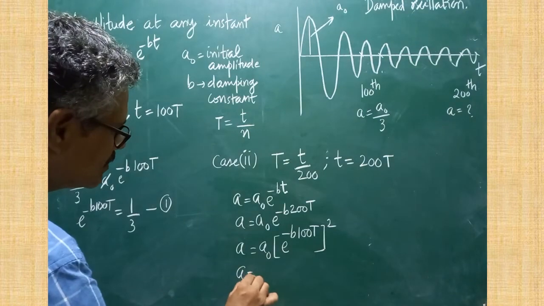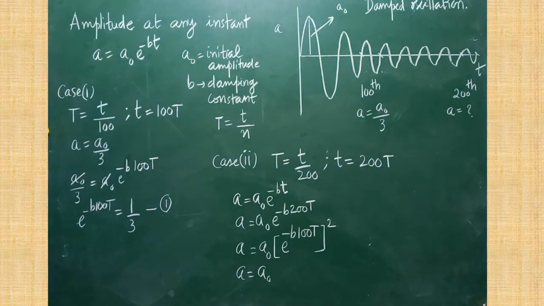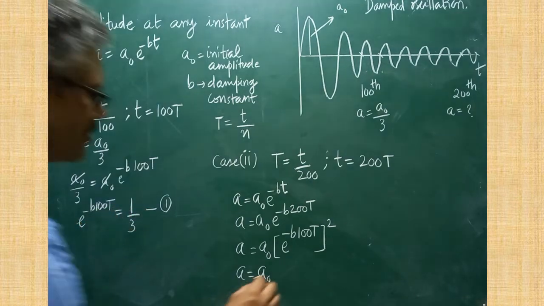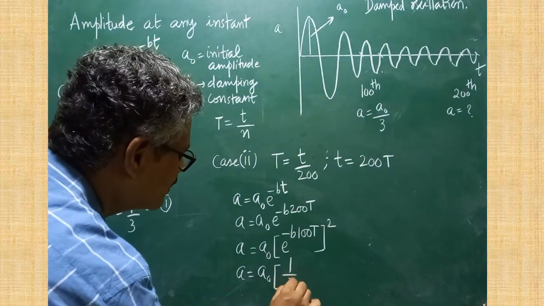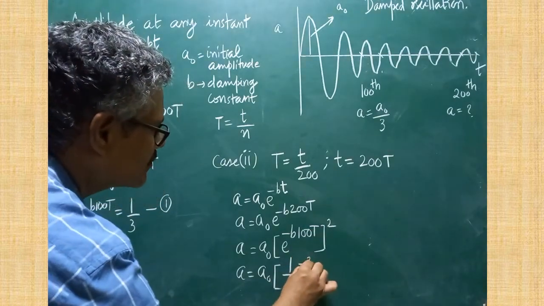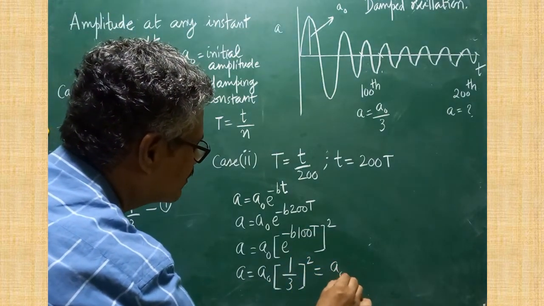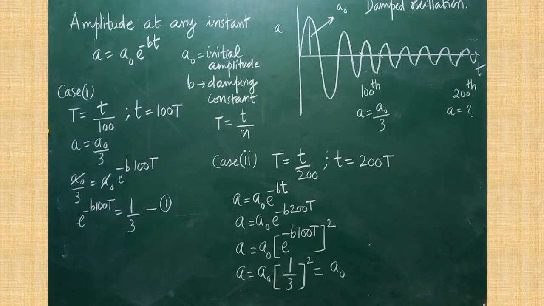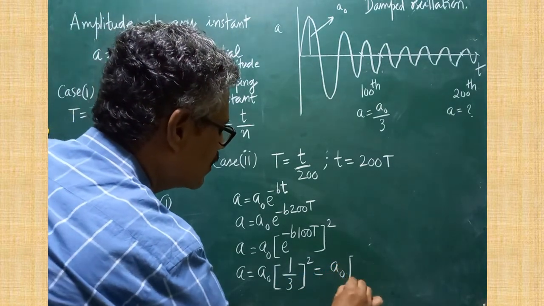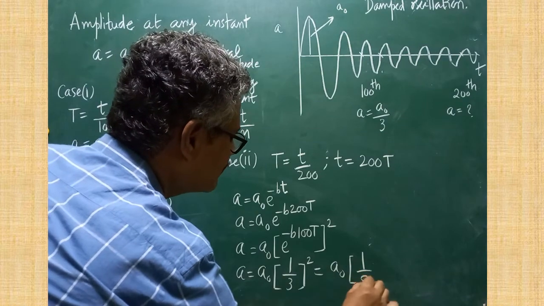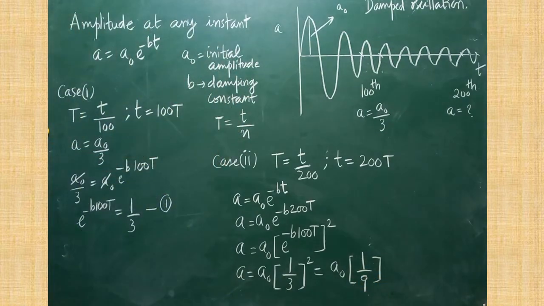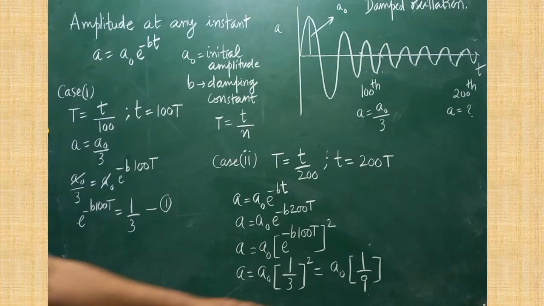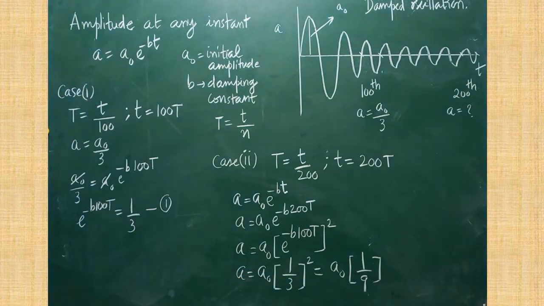The next step, A is equal to A0. Already we know this expression, e power of minus b 100T is equal to 1 by 3. Therefore this entire thing can be replaced by 1 by 3, with the square. After that A will be equal to A0 times 1 by 3 square, which is 1 by 9. Now the amplitude is reduced by how many times? 1 by 9 times. The initial amplitude is A0. Now the new amplitude is 1 by 9 times A0.